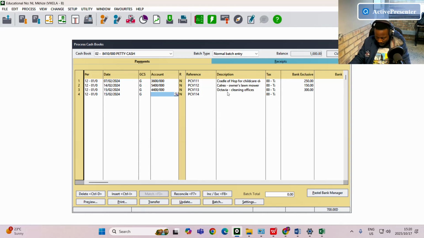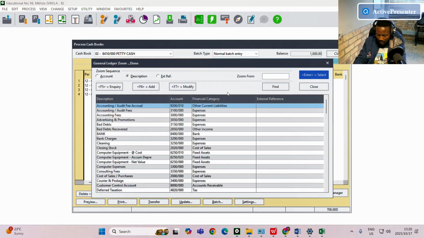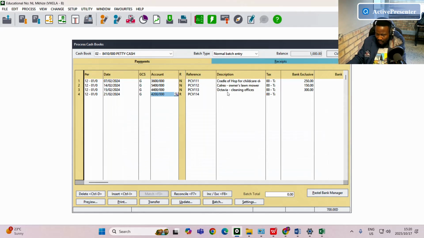And it says, sorry, date is the 21st. It says purchase pens and staples from P&A. So that's stationery. It's printing. It falls under printing and stationery. It's P&A. And then obviously I'm just going to list it. It's pens and staples.